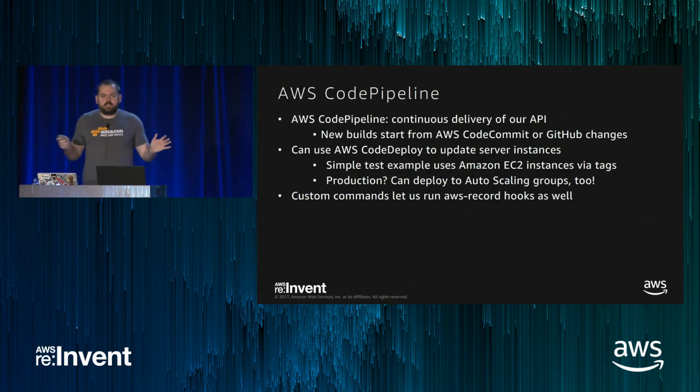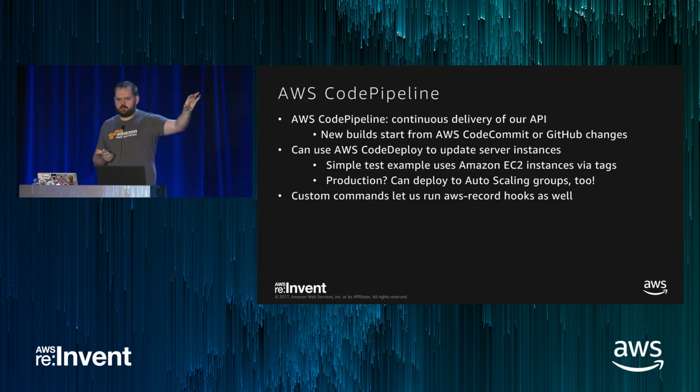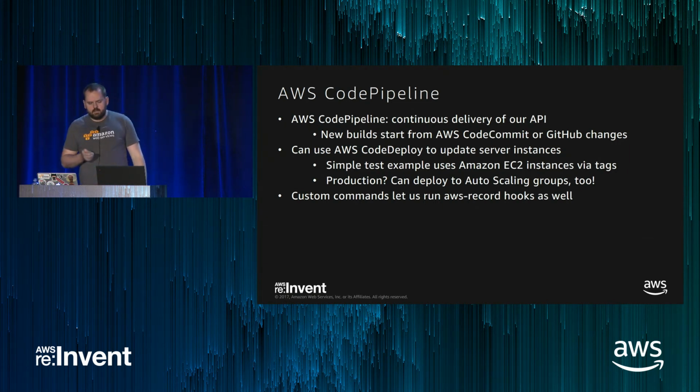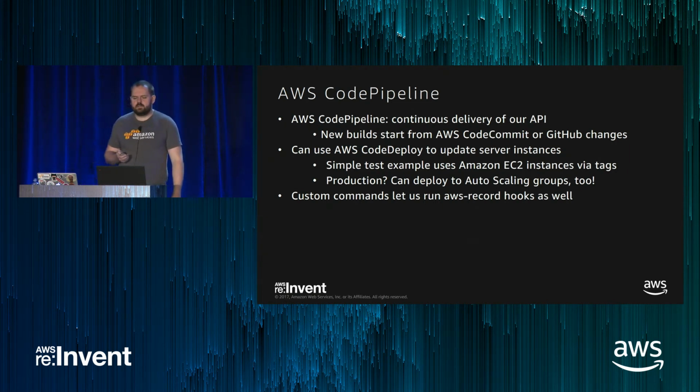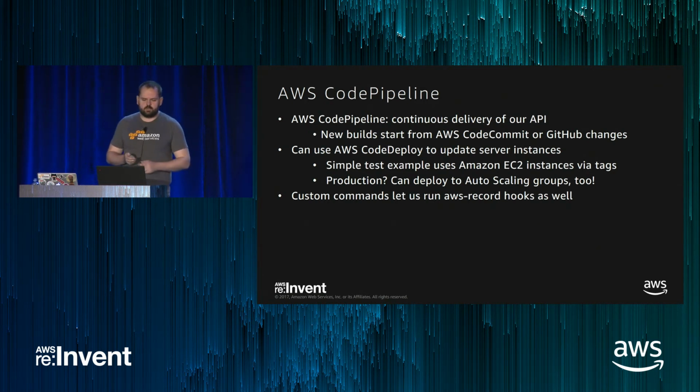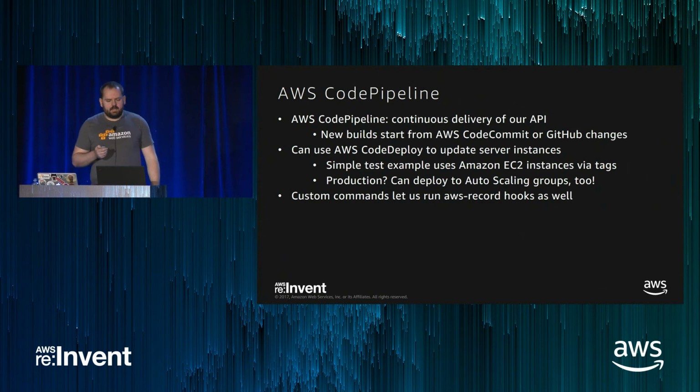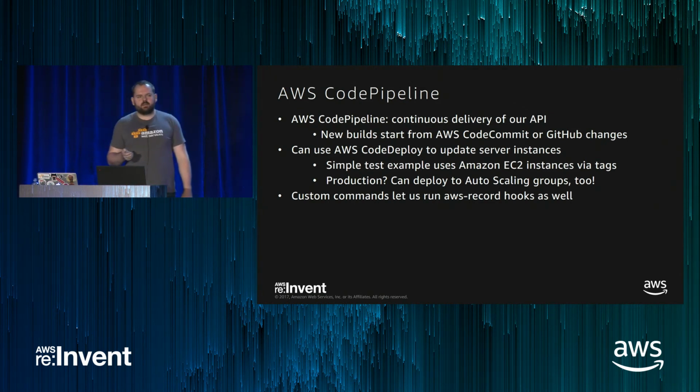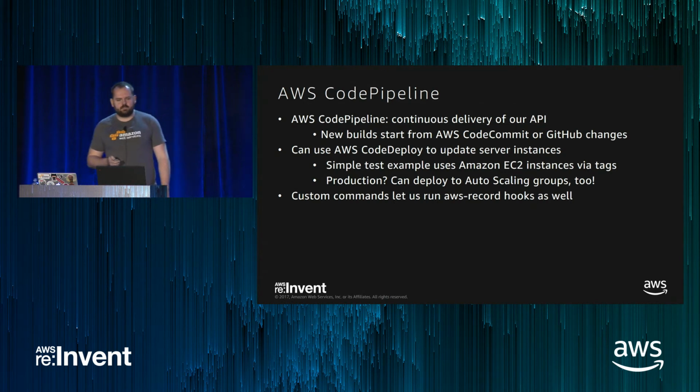All right, so as far as how we're using CodePipeline in our own application, it's going to give us continuous delivery of our API. You can source from CodeCommit or GitHub. We're going to use CodeCommit as our "please start deploying this to production" signal. You can use CodeDeploy to update your server instances. So we've talked a bit about this, and we're going to dive into the configuration here shortly. And because it has custom commands, that's where we're going to run our bundle installs and get our ActiveRecord hooks.